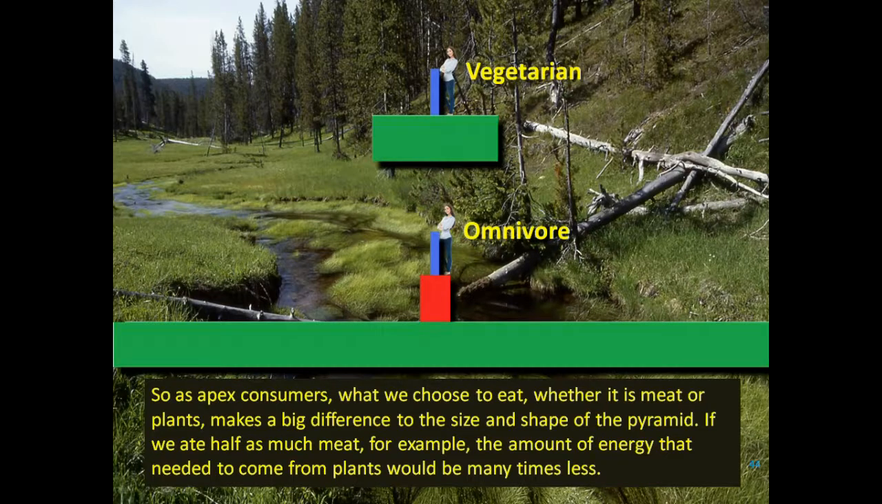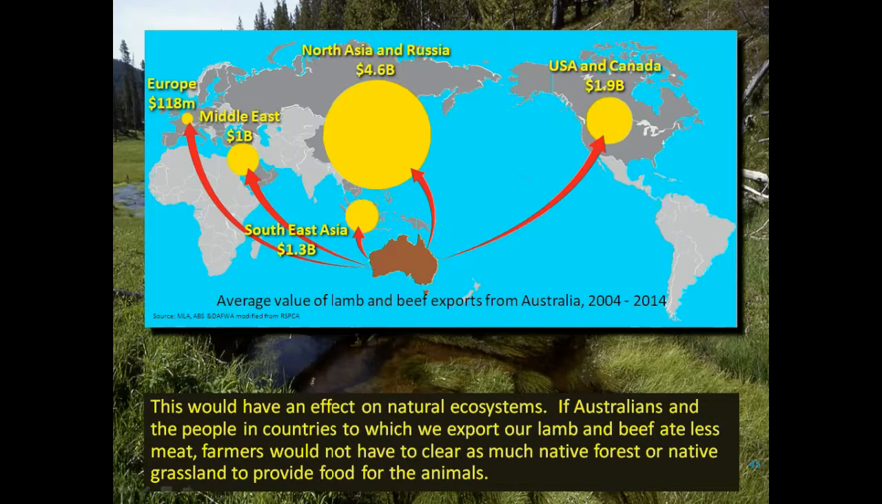So as apex consumers, what we choose to eat, whether it is meat or plants, makes a big difference to the size and the shape of the pyramid. If we ate half as much meat, for example, the amount of energy that needed to come from plants would be many times less. This would have an effect on natural ecosystems. If Australians and people in countries to which we export our lamb and beef ate less meat, farmers would not have to clear as much native forest or native grassland to provide food for the animals.